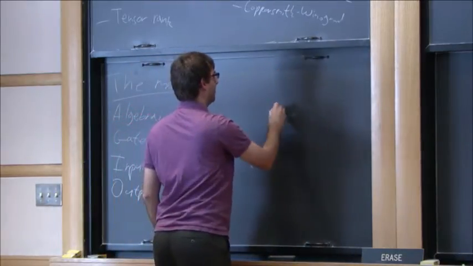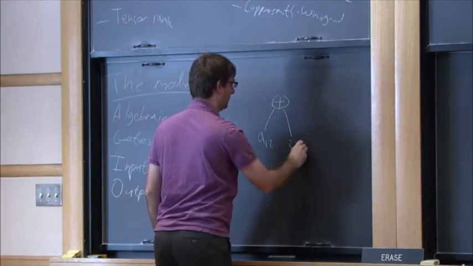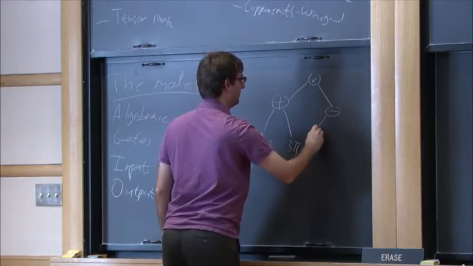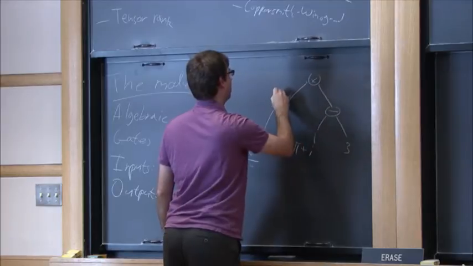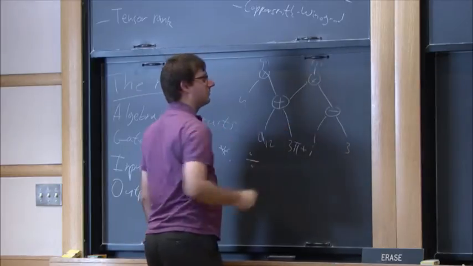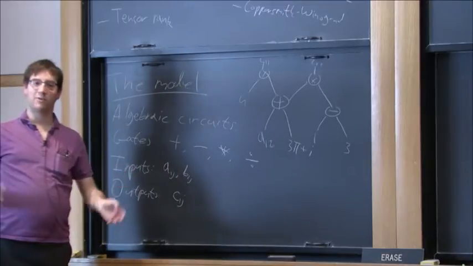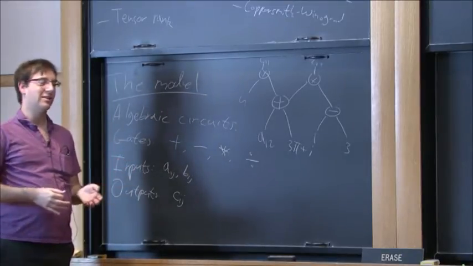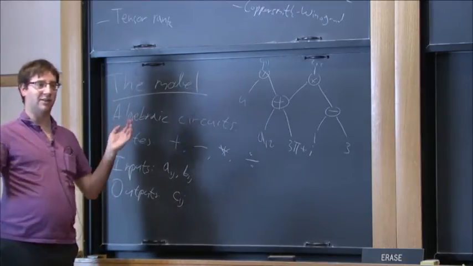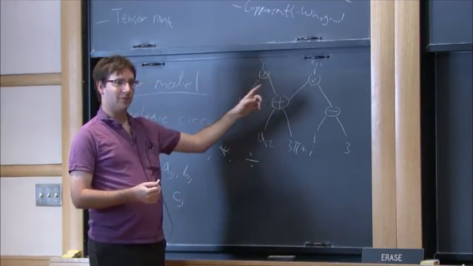So maybe it has a plus gate. Okay, so it's something like this. There are several inputs, several outputs. The inputs can come from whatever field you want to work on. In our case, everything is going to be rational, or even just an integer, or even just plus minus 1. So we don't have to worry about it. And the circuit has several outputs.